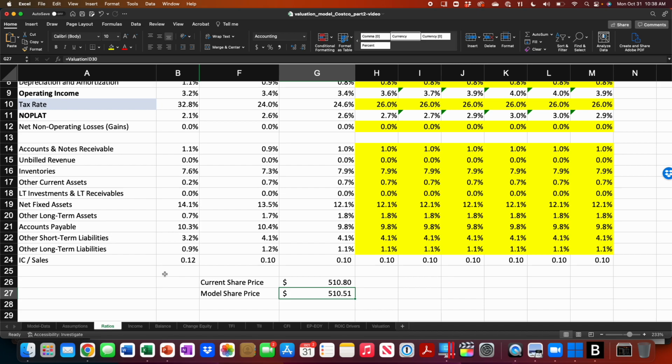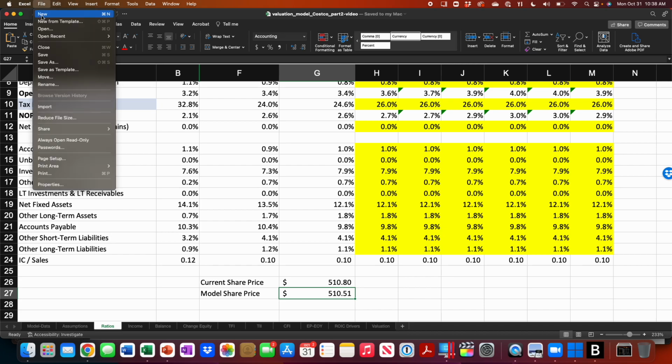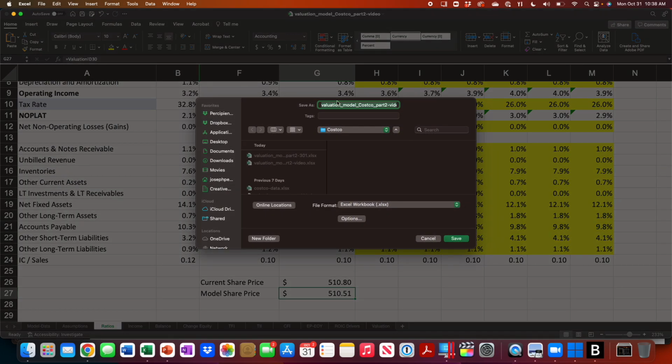Okay, so in order to do that, you're going to need this file. Just as an overview of the process, how do I update the Costco model, which I'm now going to rename the Costco as-is.